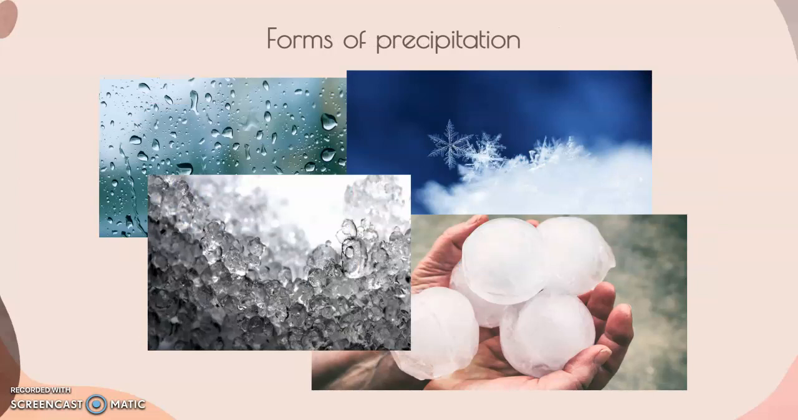Now let's discuss the different types of precipitation: rain, snow, sleet, and hail. Let's start with hail. Hail is pellets of frozen rain. Next is rain. Rain are droplets of water, and it is liquid precipitation. Next is snow. Snow is water vapor frozen into ice crystals. And lastly is sleet. Sleet is rain that freezes on impact.